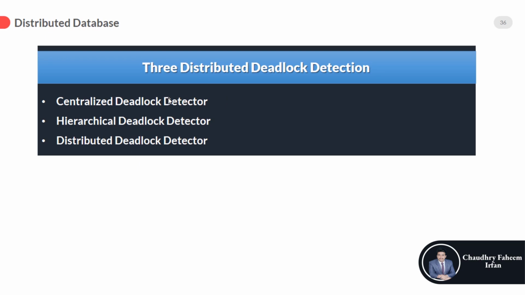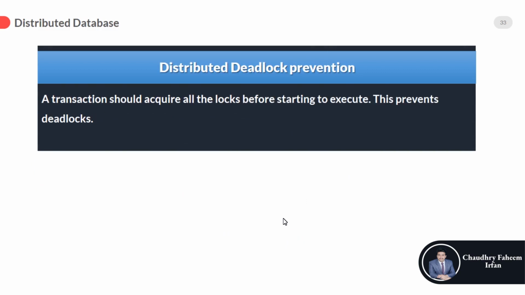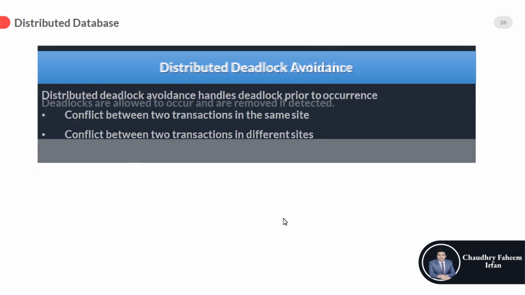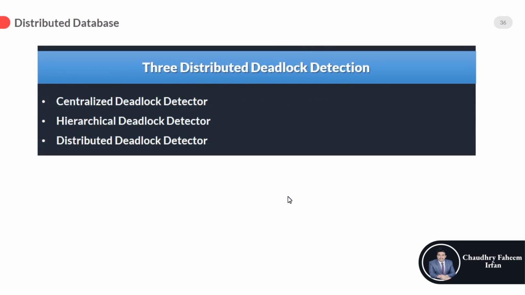That is used in centralized database systems. Distributed deadlock detector: all the sites participate in detecting deadlocks and removing them. So in distributed database, all the sites, site 1, site 2, 3, 4, 5, try to participate in detecting deadlocks. First they detect the deadlock, and then remove it by removing the victim transaction that is going to cause the deadlock.